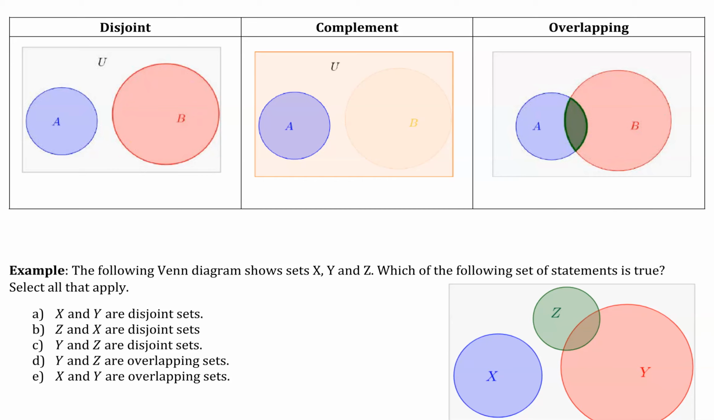In this video, we'll discuss illustrating sets using Venn diagrams. Before we get started, there are three definitions that we need to understand. First, we have disjoint.